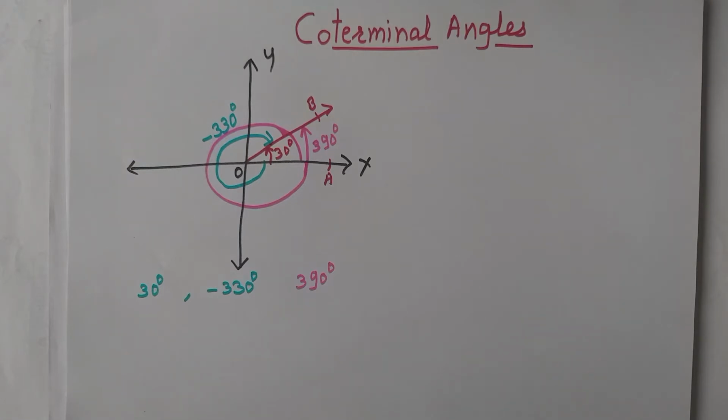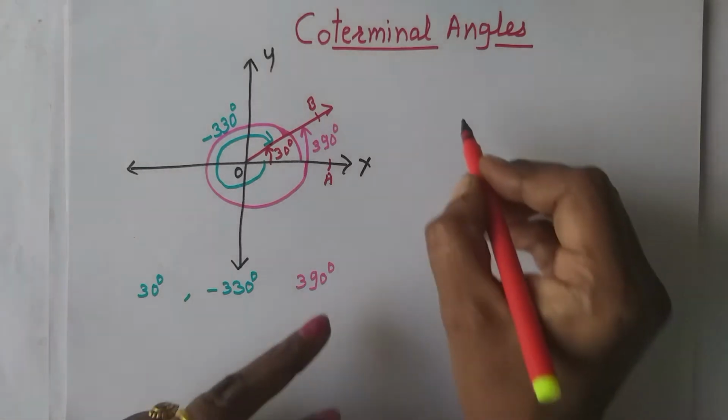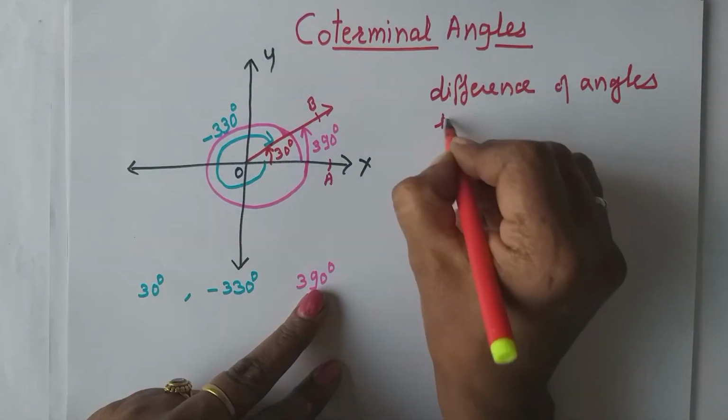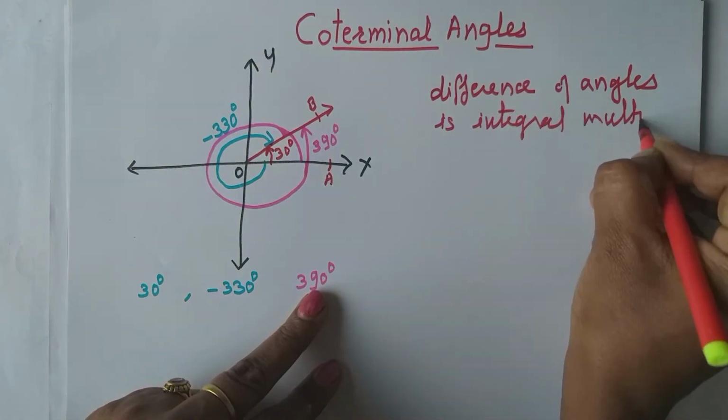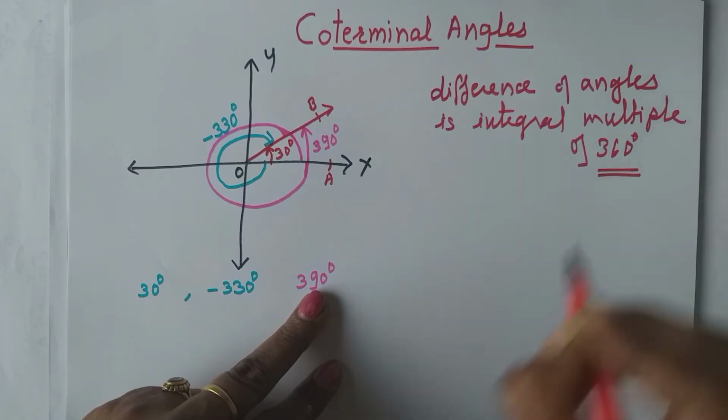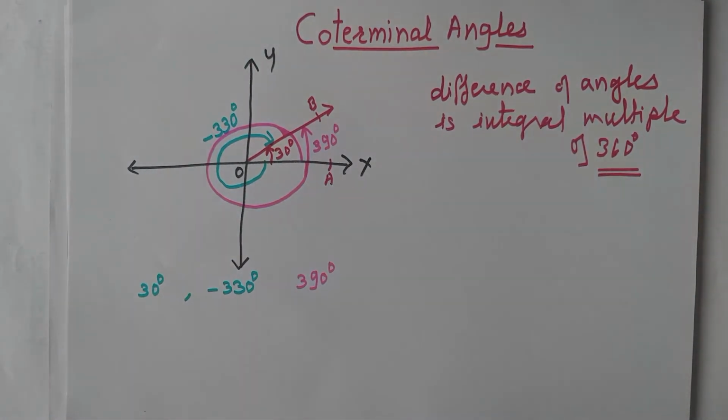See again, if two directed angles are coterminal angles, then the difference between the measures of these two directed angles is always an integral multiple of 360 degrees. You note down that if the difference of angles is an integral multiple of 360 degrees, then the angles are coterminal angles.